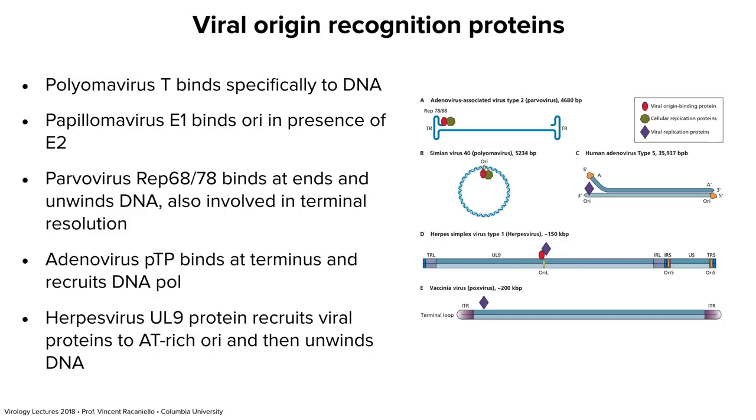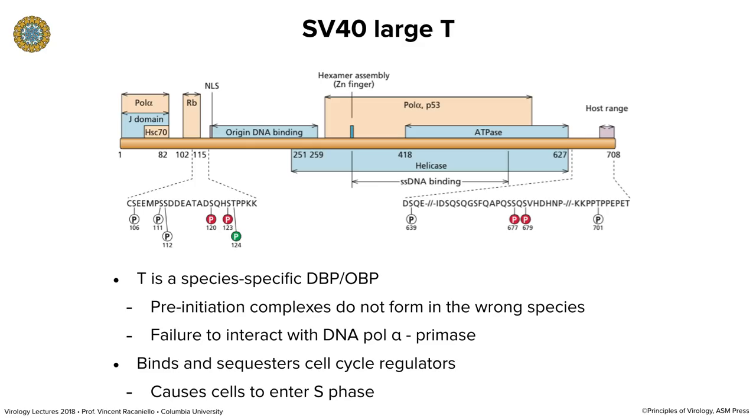And those interactions are shown again on the picture on the right. So here's the SV40 large T protein, which of course is an origin binding protein. Remember, this is the first protein that has to be made in SV40 infected cells in order to get DNA synthesis going. Without large T, DNA replication will not occur. So at the top is a diagram of the large T protein. This has been called the most studied protein on Earth. It's been studied by many, many labs for many, many years because it has so many different functions. It's not just an origin binding protein.